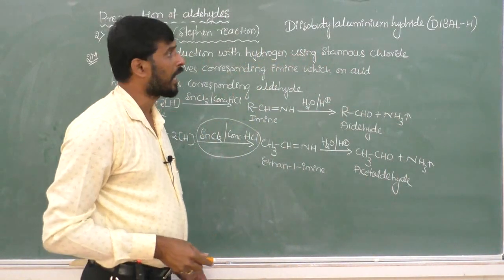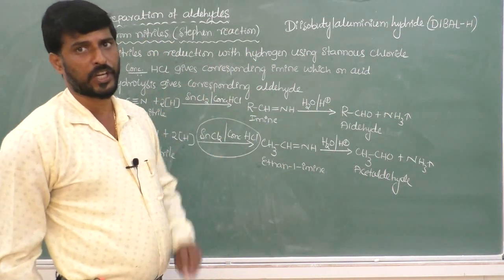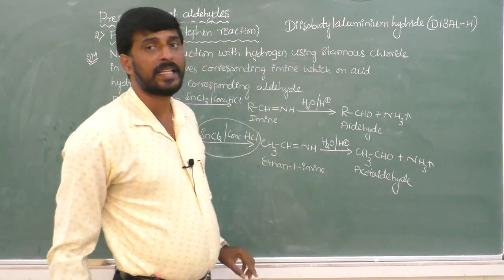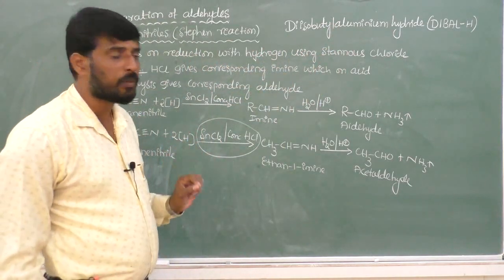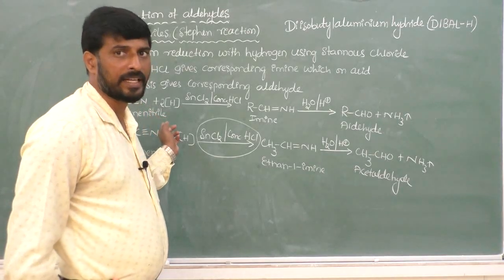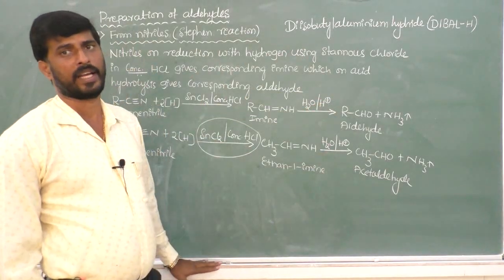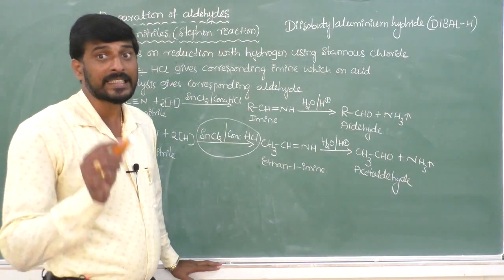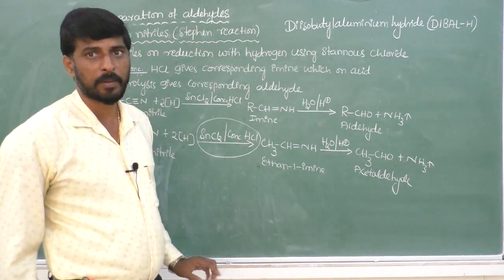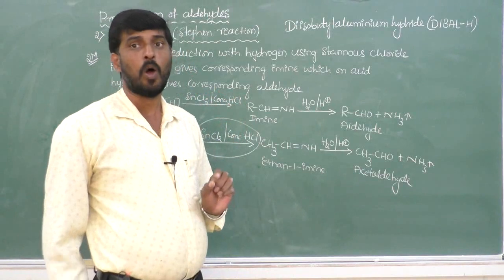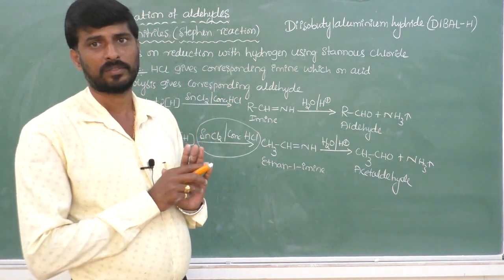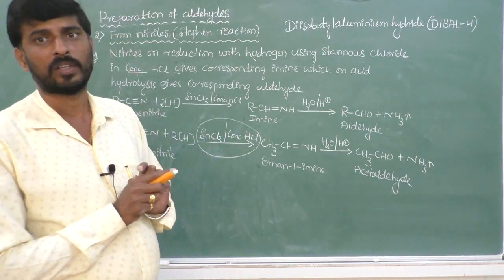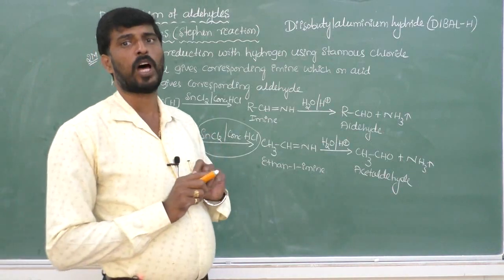It is a very important selective reagent. DIBAL-H, or diisobutyl aluminium hydride, is a selective reagent to convert a nitrile into the corresponding aldehyde. What is the speciality of this reagent? Please remember, it selectively reduces only the polar multiple bond. It will not affect a non-polar multiple bond.